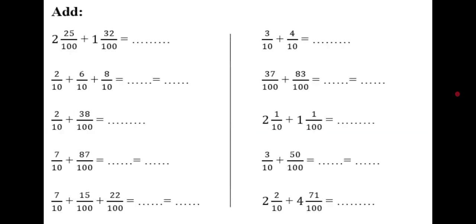Add the whole number 3 and the same denominator, 57 over 100. They all have the same denominator, which is 10. 2 plus 6, 8. 8 plus 8 equals 16 over 10, which is 1.6. 2 over 10, which is 20 over 100. 20 plus 38 over 100, and so on.